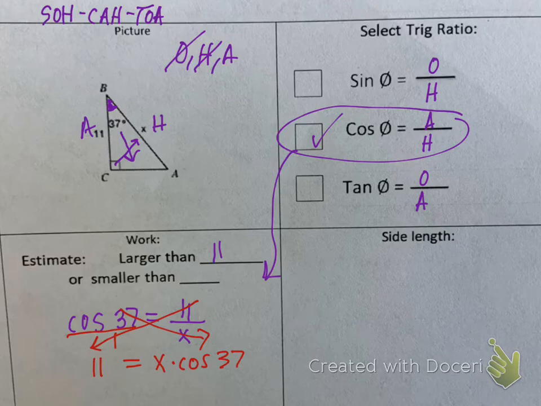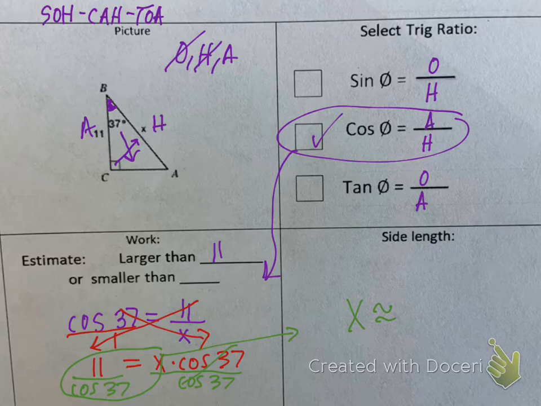So there's still one more step to isolate the variable. The opposite of multiplying by cosine of 37 is dividing by cosine of 37. So x is completely isolated. We have to type this in. So to type this in, I would do 11 divided by 37 cosine equals, and I get approximately 13.8 rounded to the nearest tenth. So again, to type this fraction in, just read it top to bottom. 11 divided by 37 cosine equals.